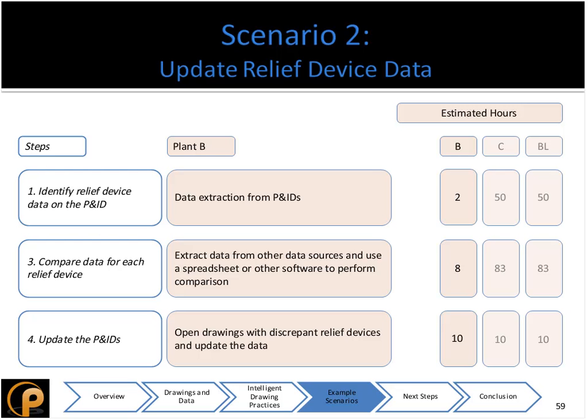However, with Plant B, now we see where it gets pretty quick, because they are able to do an extraction of the data from the P&IDs, look at the PSV information, and then in some sort of spreadsheet, maybe Excel, or some other software that compares data, they can see where the discrepancies are and where the P&IDs need to be updated.